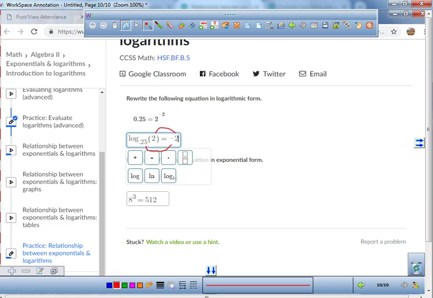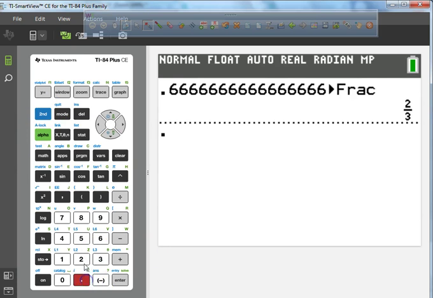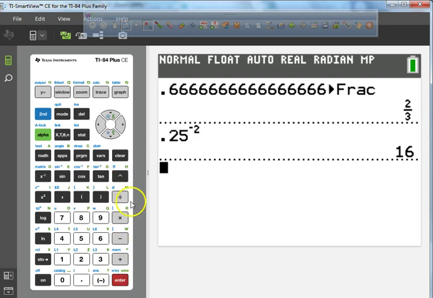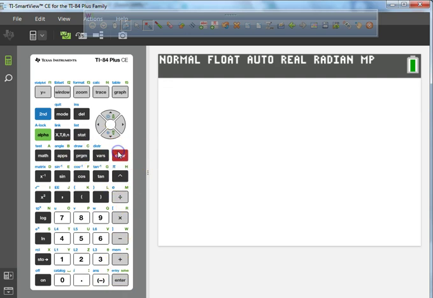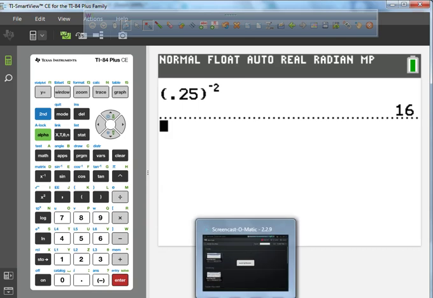So you could go to your calculator real quick and just type it in. See if it works. Ready? Is 0.25 raised to the power of negative 2 actually equal to a 2? Hold on. What's wrong? 0.25 raised to the power of negative 2. Wait, that should be a 16. Hold on. See what I did. Let's go back.